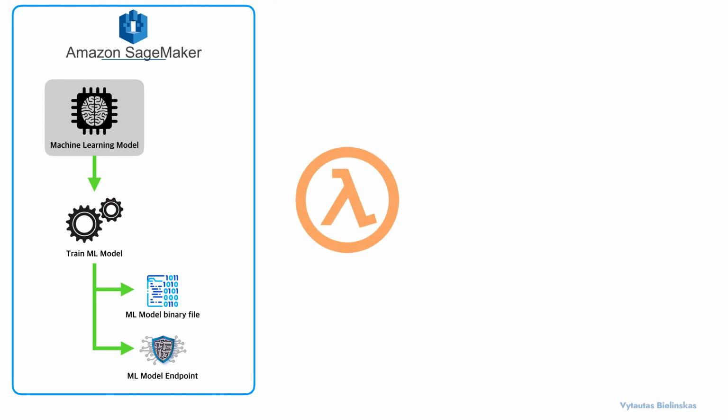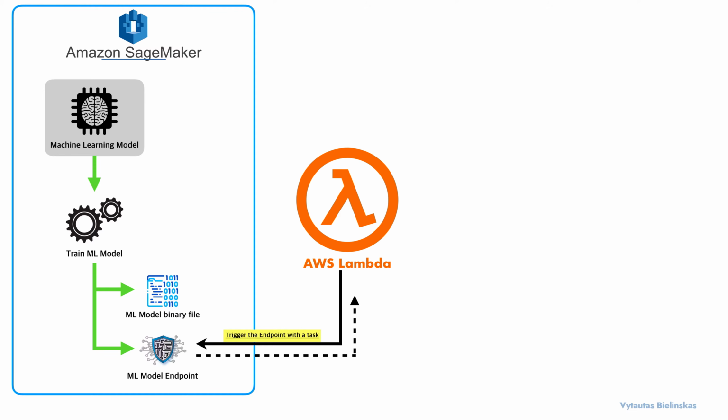Then let's talk about AWS Lambda. AWS Lambda will trigger the endpoint with some task, and our task will be to make a prediction. And the machine learning model endpoint will give a response, and the response is the answer from the endpoint. It's a predicted value.